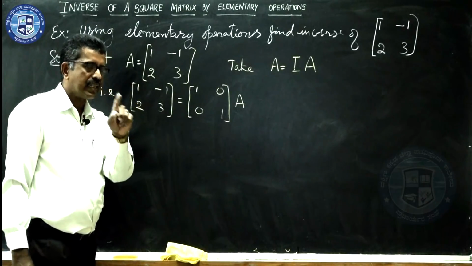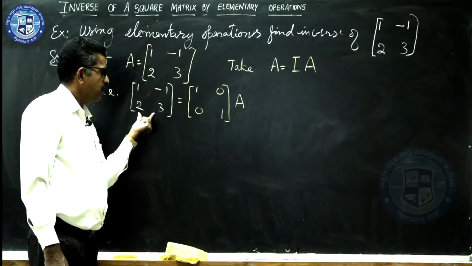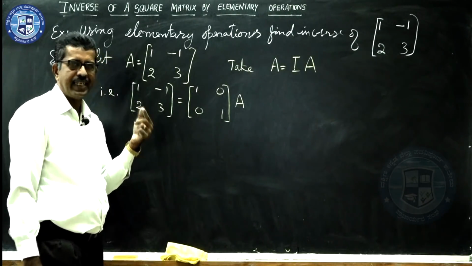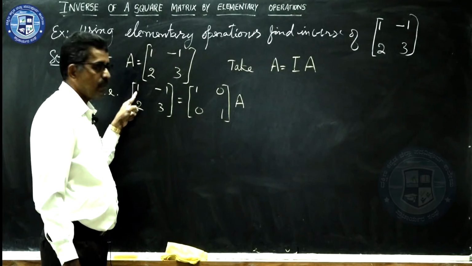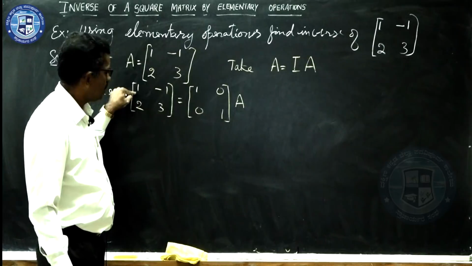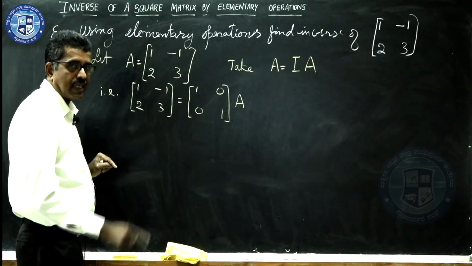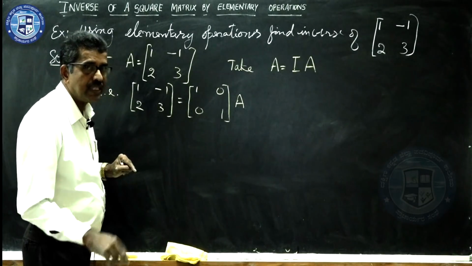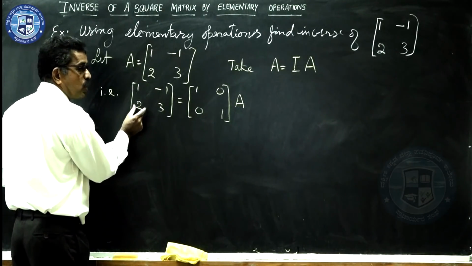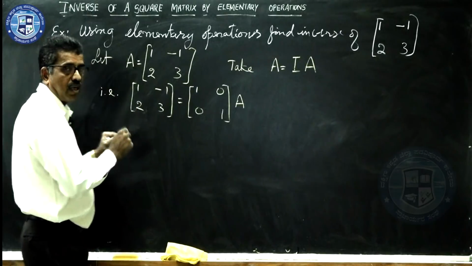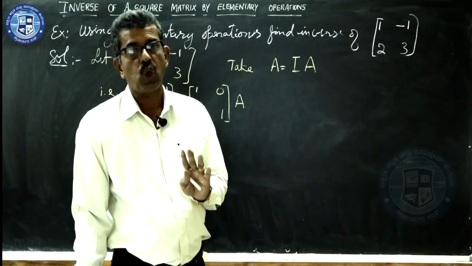Your next target is to change the left hand side to the identity matrix. You know what the identity matrix is: 1, 0, 0, 1. The very first element is 1 as required, so do not change this 1. Try to make the non-diagonal element 0 first. This non-diagonal element 2 can be made 0 by applying a suitable elementary row operation.